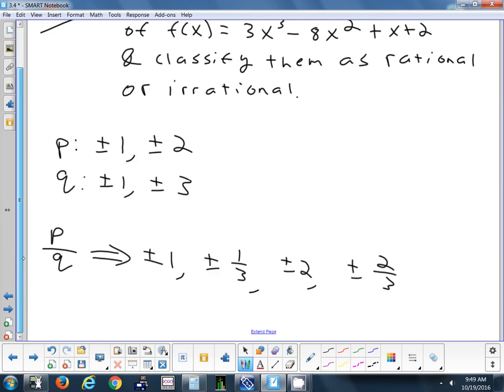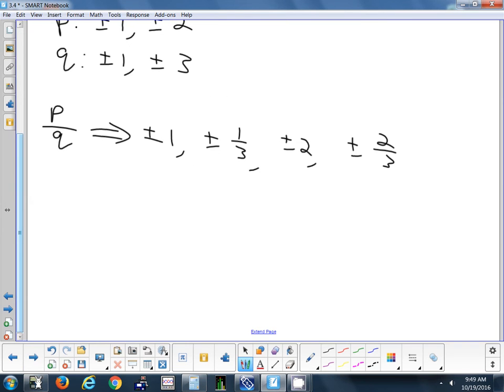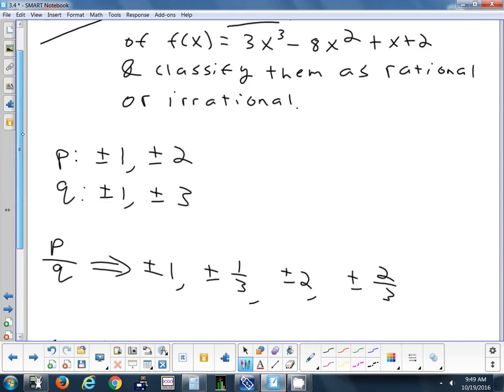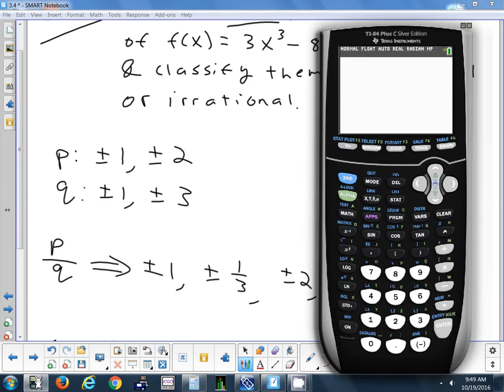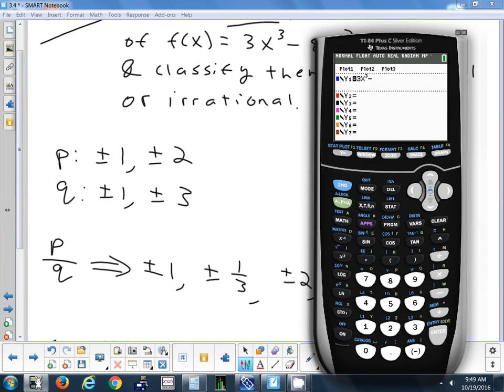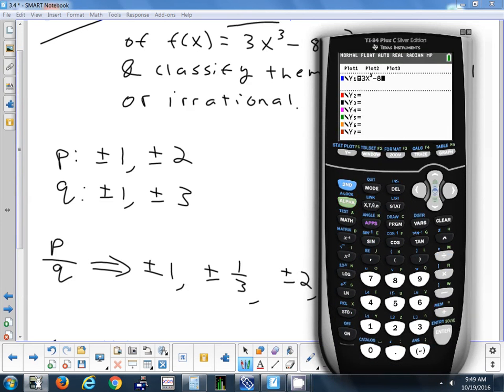Okay, what's the next thing I do after I have my list? Yep, find the ones that are reasonable. So we've got 3x cubed minus 8x squared. Can somebody tell me what's the constant? Plus or minus? Plus 2. Thank you. Okay, so I'm kind of zoomed in, but it doesn't matter. I'm looking between -2 and 2 anyway.